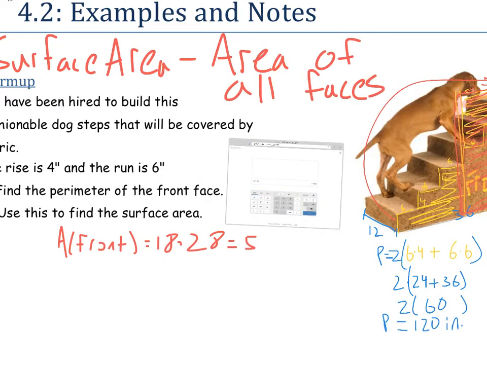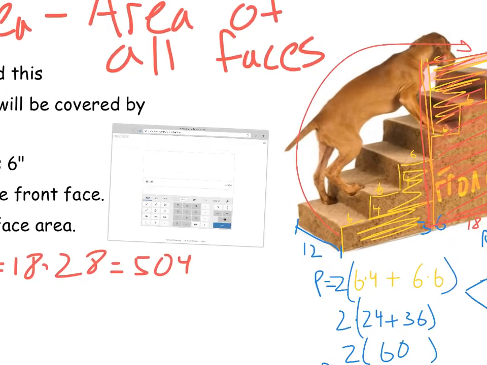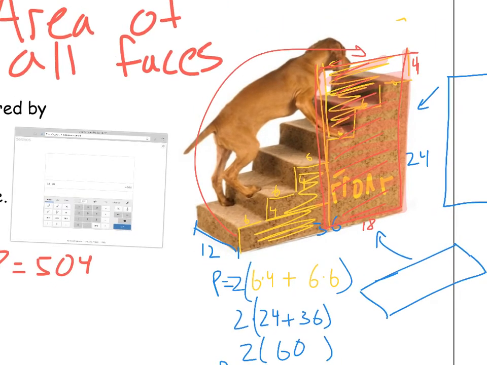So the front is 504, and so is the back side, which is going to match, just kind of a mirror image. Now, what about the carpet that we want to go all the way around the sides? Here's a very important understanding that we need to have.